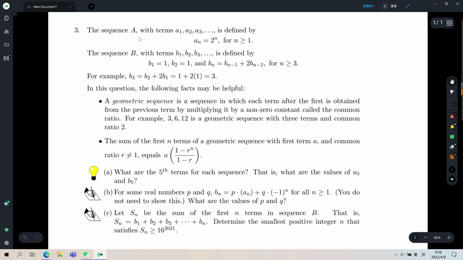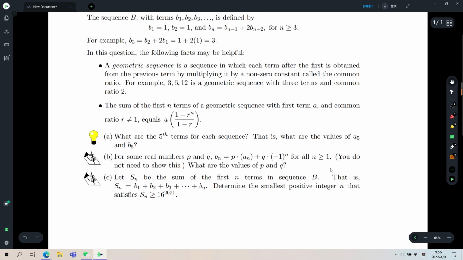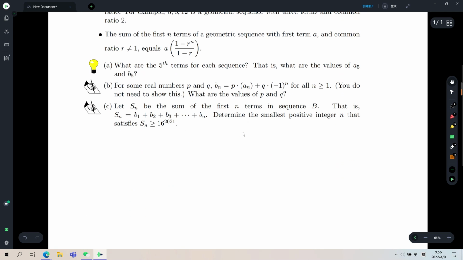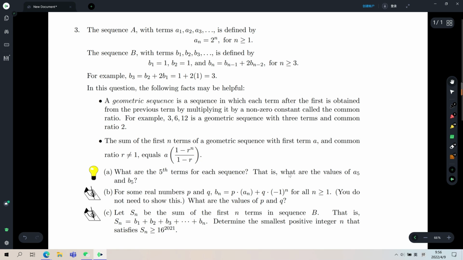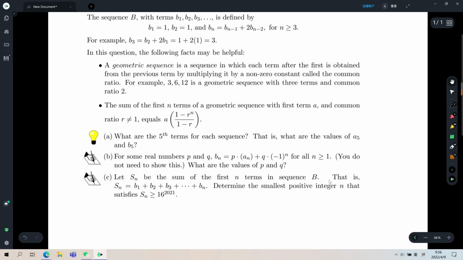So today we are going to go over this question from the 2021 Hypatia contest. The sequence A with terms a1 to an is defined by an equals 2 to the power of n, and the sequence B is defined by b1 equals 1, b2 equals 1, and bn equals b(n-1) plus 2b(n-2). Let's see the first question. What is the fifth term for each sequence? That is, what are the values of a5 and b5?